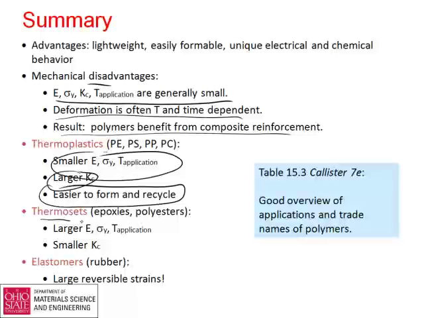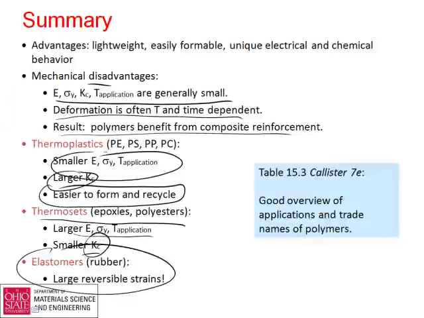Thermosets are very hard to recycle. They generally have higher strength and stiffness, usually not as tough. KC is fracture toughness, by the way. I don't think I've really introduced that before. And then elastomers have these very, very special properties like you make in car tires and rubber bands, really neat materials. Okay, that ends the polymer lecture.